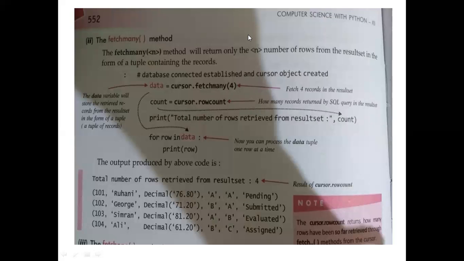Next is the fetchmany function method. The fetchmany function, यहाँ पे argument में n है, यहाँ पे हम लोग खुद का number देंगे कितना number of data record extract करना चाहते हो. The fetchmany method will return only the n number of rows from the result set in the form of a tuple containing the records. So for that you have to write data equal to cursor dot fetchmany 4, then count equal to cursor dot row count, print total number of rows retrieved from the result set count, and for row in data print row. So it will retrieve only 4 records from the database in the form of a tuple.